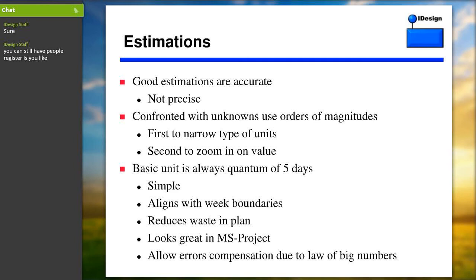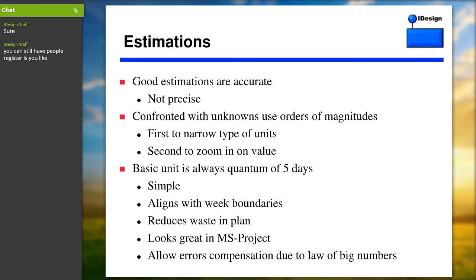I also find that the basic unit, the resolution of estimation, is always 5 days. Never try and go below 5 days. It's either 5 days, 10 days, 15 days, and such. It keeps things simple. You don't start splitting hairs with 3 days or 4 days. Also, no task lasts 4 days. I mean, what are you going to do with the last day?